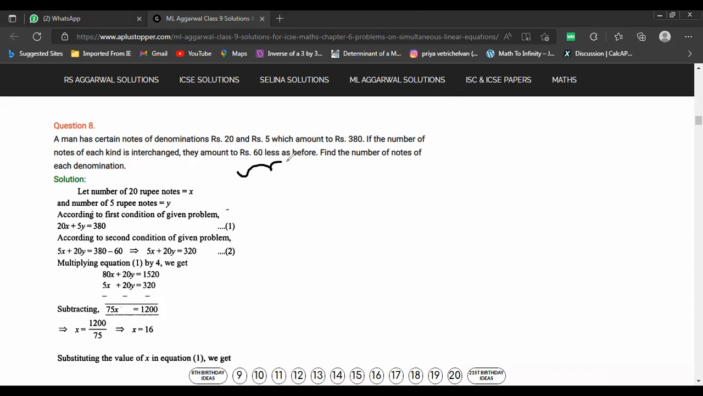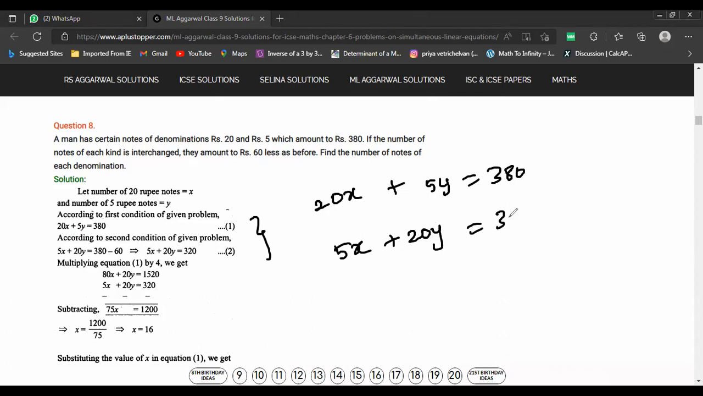They said it is 60 rupees less than before. What is the previous amount? 380. If you subtract 60 from there, you will have 320. Can you follow? So now you have these two equations: 20x plus 5y is equal to 380 and 5x plus 20y is equal to 320. Solve these equations and get the answer.